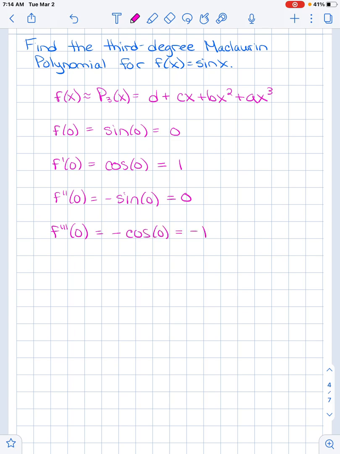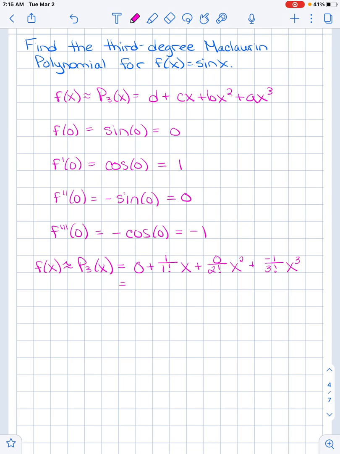That's negative 1. Right, if we put this into the pattern we found for any Maclaurin polynomial, we would say that f of x, or sin x, is approximately this third degree polynomial. And we're going to take f of 0, that's 0, plus f prime of 0, which is 1 over 1 factorial, times x to the first, plus f double prime of 0 over 2 factorial, x squared, plus the third derivative over 3 factorial, x cubed. And I hope now you can start to see the pattern.